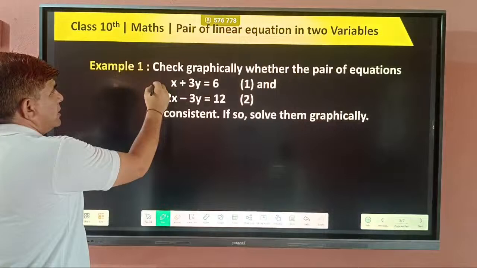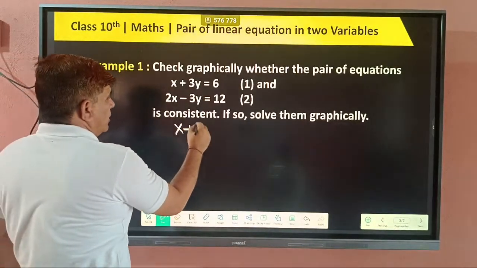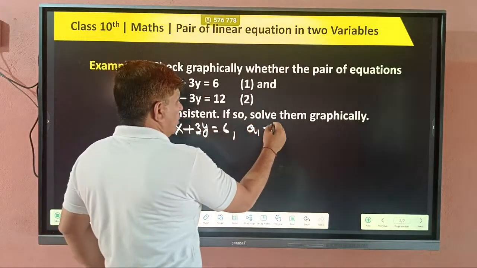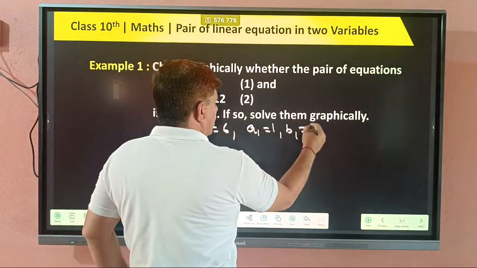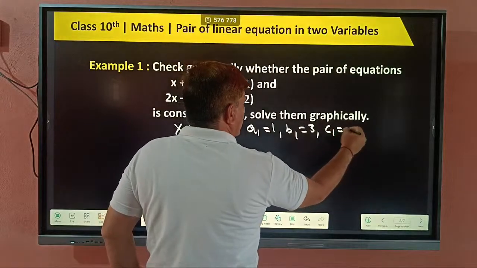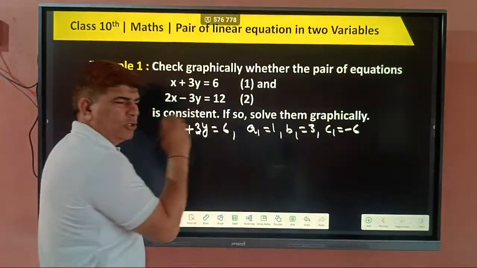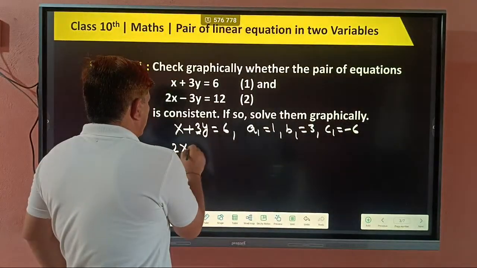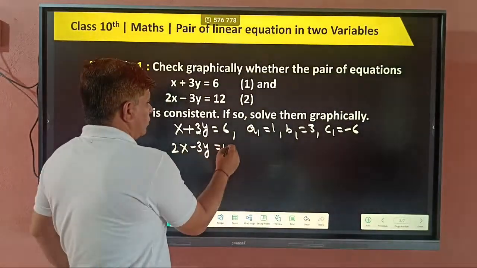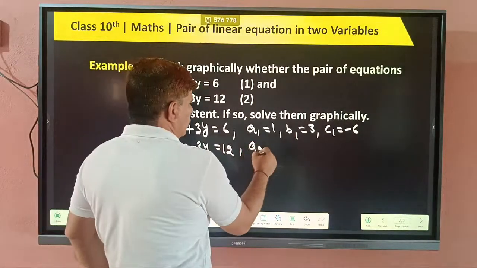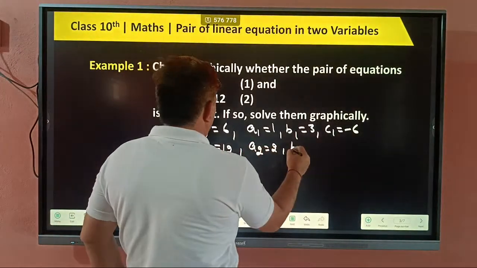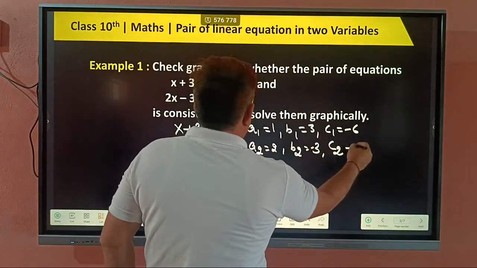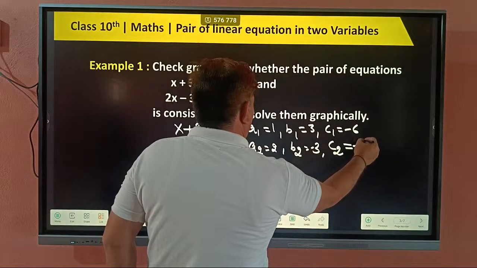Otherwise, this is given: x plus 3y equal to 6. So what can you say? A1 is 1, B1 is 3, and C1 is minus 6. Bring it to this side, 0 comes here. Then 2x minus 3y equal to 12. So what's your A2? 2. What's your B2? Minus 3. What's your C2? C2 is minus 12.